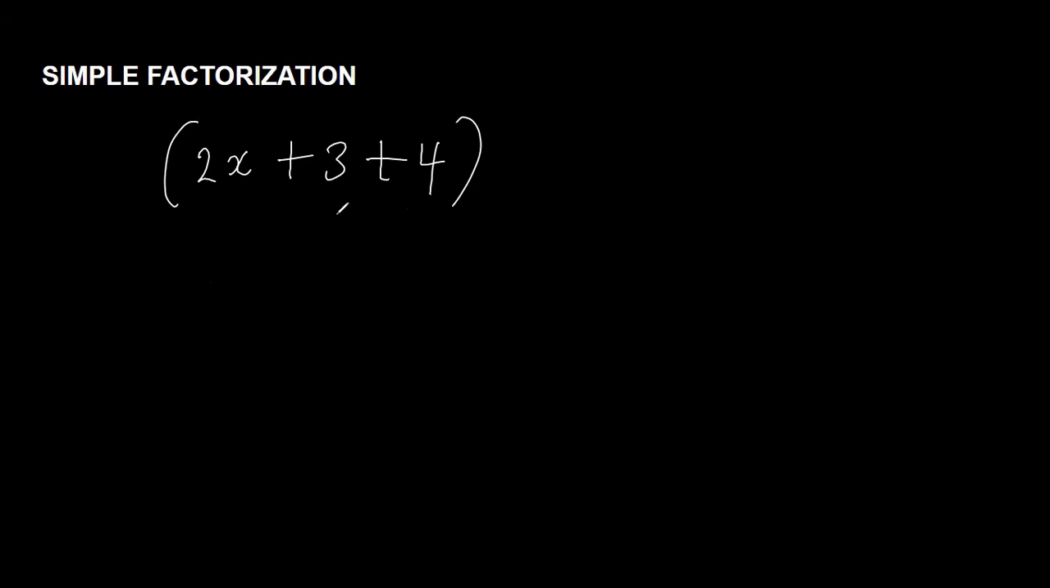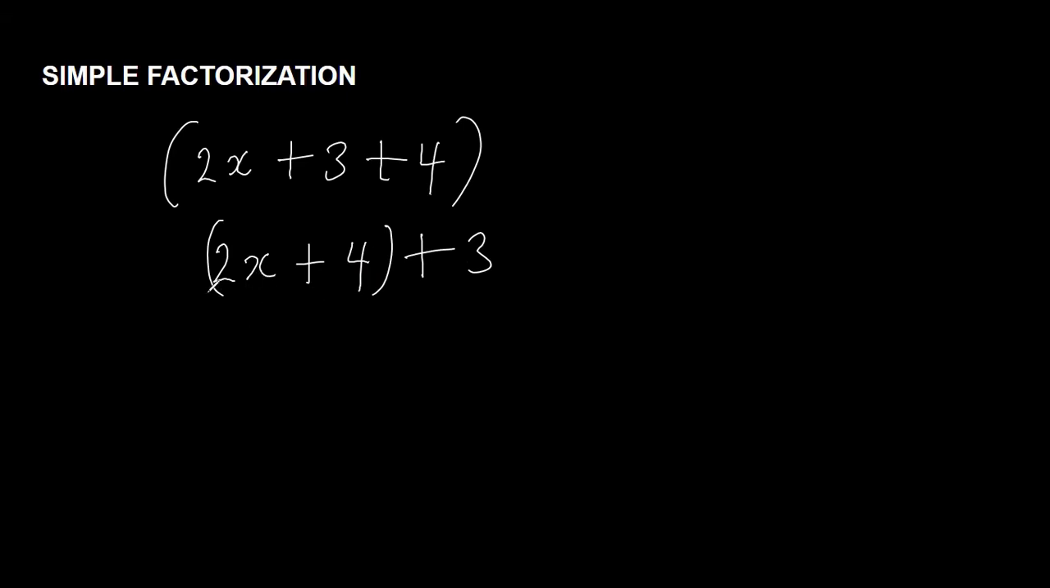We can factorize 2x and 4 because there's a common factor between 2x and 4, and that's 2. So we can rewrite this as 2x plus 4 plus 3. It simply means the expression we can factorize in this case is just 2x and 4. To factorize, simply look for a common factor, a common number that can divide 2x, that can also divide 4. And that factor is 2, because 2 can divide 2x and 2 can also divide 4.